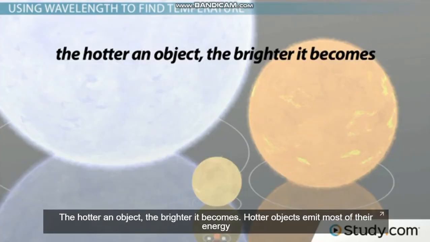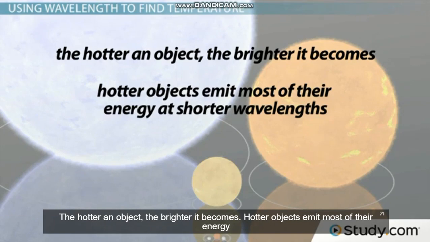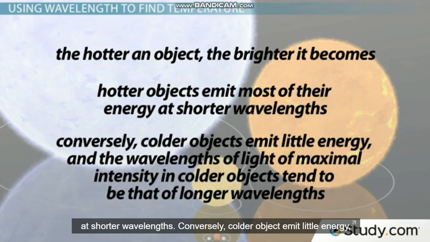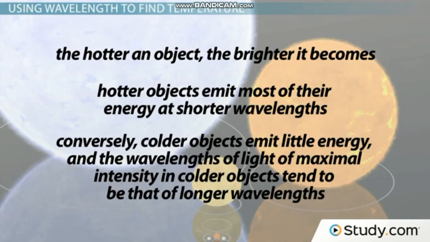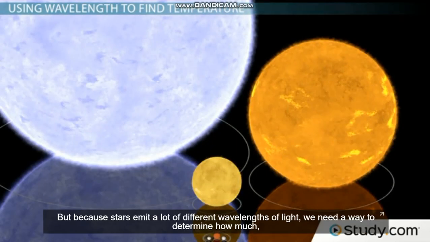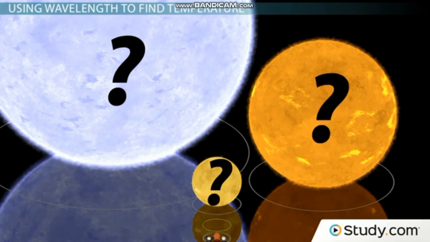The hotter an object, the brighter it becomes. Hotter objects emit most of their energy at shorter wavelengths. Conversely, colder objects emit little energy. The wavelengths of light of maximal intensity in colder objects tend to be that of longer wavelengths. But because stars emit a lot of different wavelengths of light, we need a way to determine how much, proportionally speaking, each different wavelength of light is being emitted.